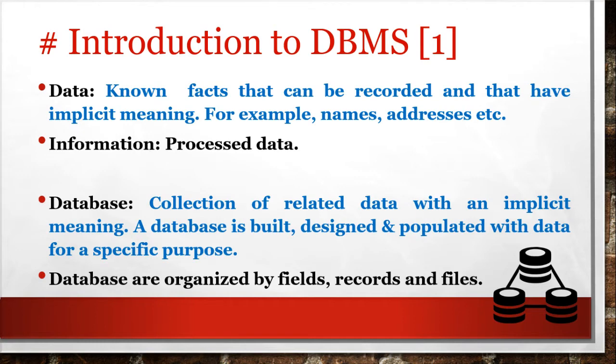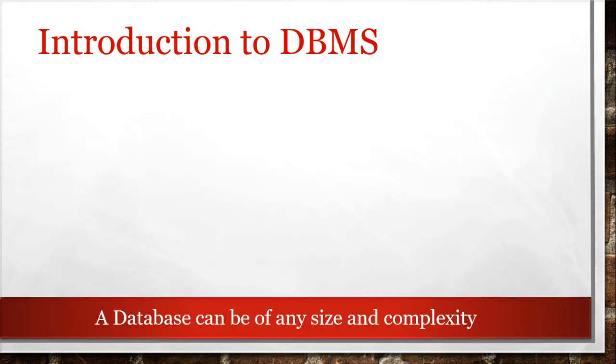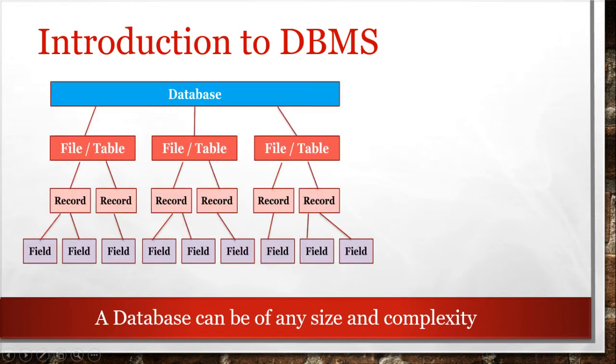Okay, and we are talking about relational databases only. Relations means we have multiple tables related to each other. The database can be of any size and complexity. Next, database hierarchy: a database consists of multiple files or tables. We can say multiple tables.